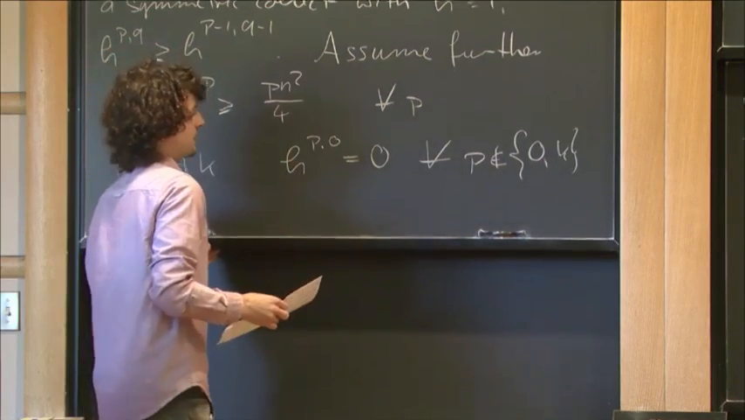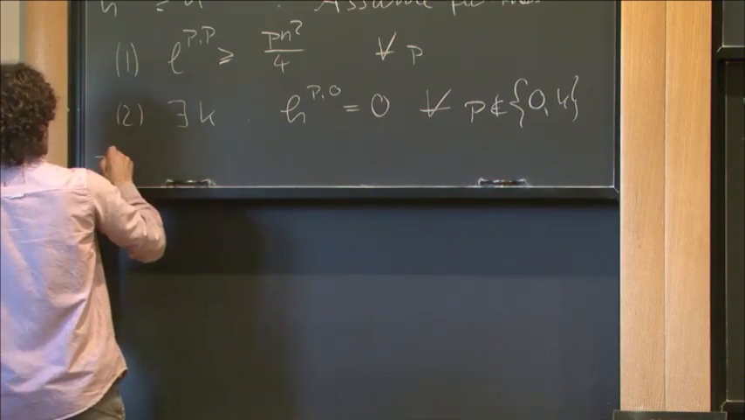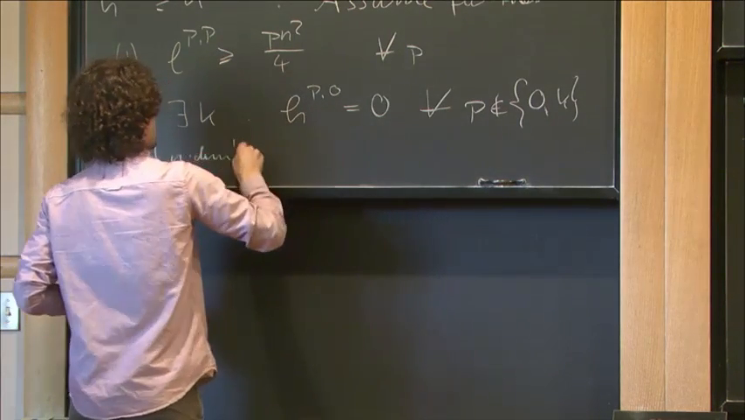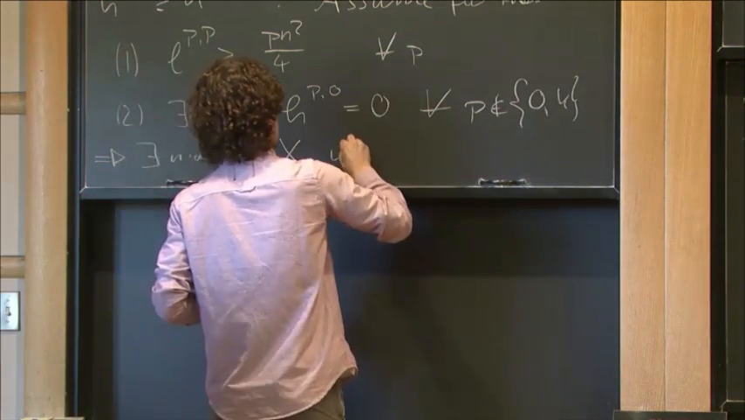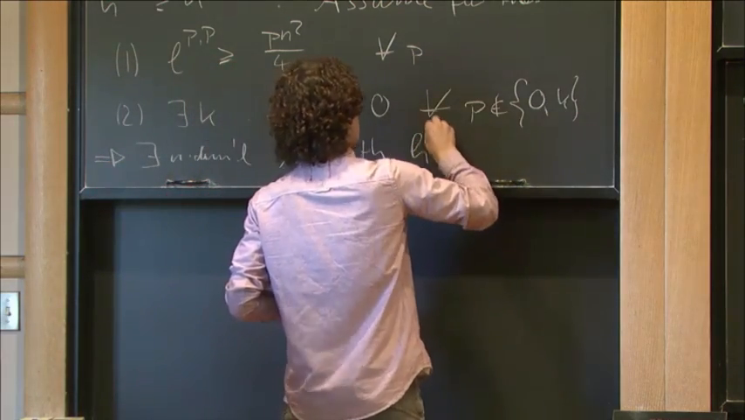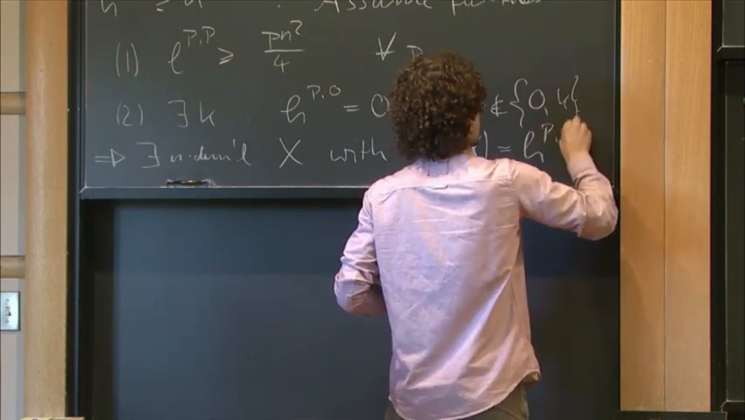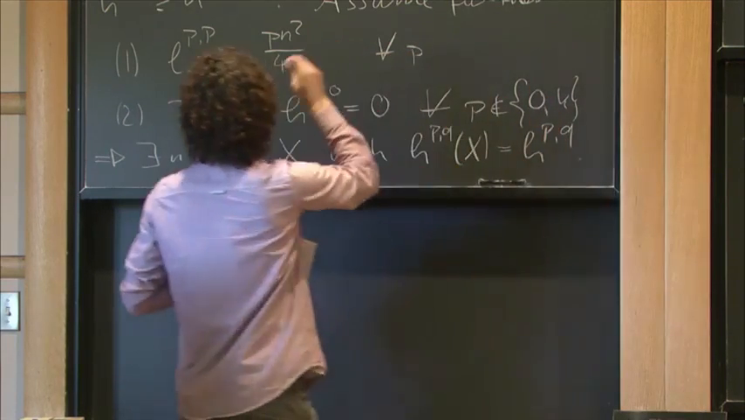So these are the assumptions, and then the conclusion is there is an n-dimensional smooth complex projective variety X with h^{p,q}(X) equal to h^{p,q} for all p, q.